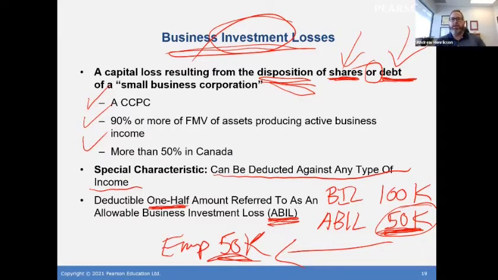and it would all come in the year that the loss occurs. So in other words, when you dispose of the shares or the debt, that's when it would happen. So if you bought the shares for, say, well, we called this a loss of 100. So say you bought them for 200 and you sell them for 100. You have a loss of 100K in the year you sold the shares.